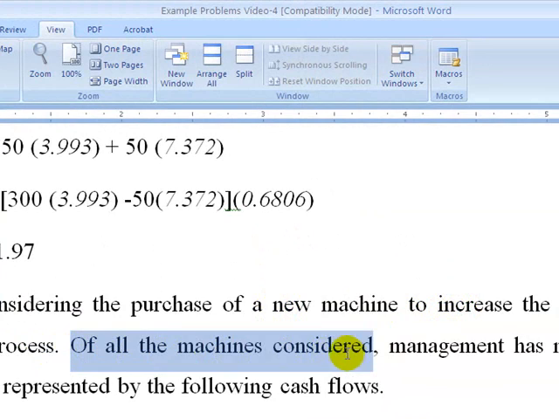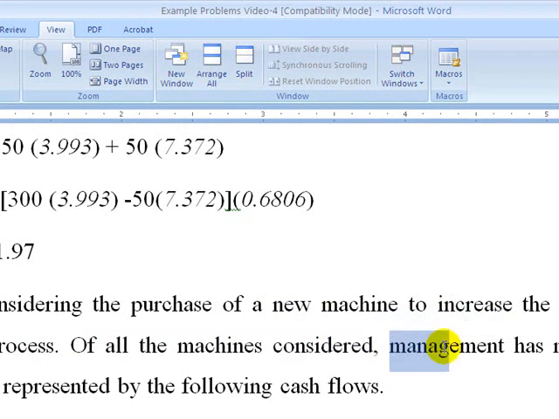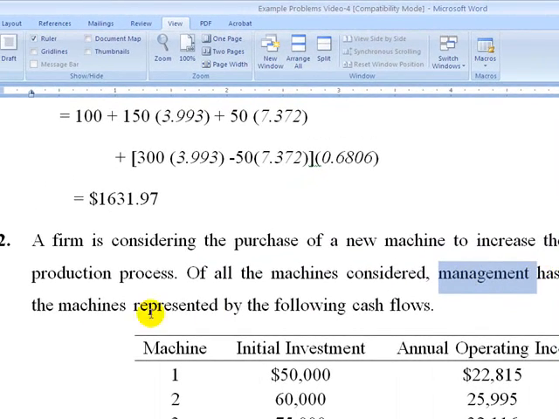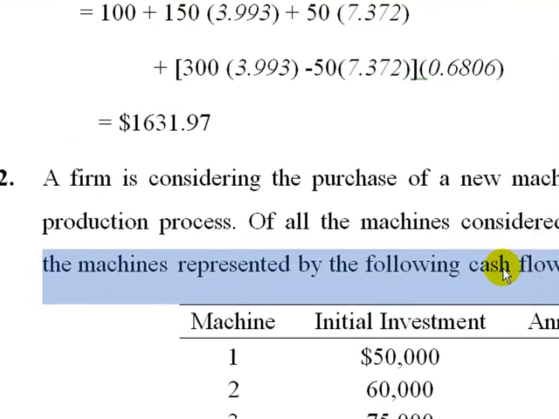So they have some options which we need to look into. Of all the machines considered, the company management has narrowed the field to the machines represented by the following cash flows. Let's see.